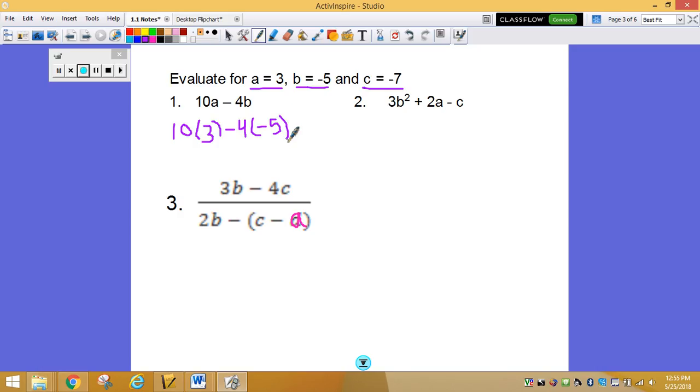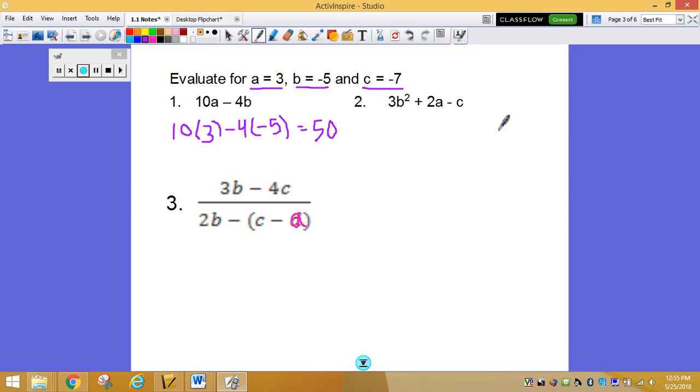So just type it straight in your calculator. 10 parentheses 3 minus 4 parentheses -5. And you should get... I want for you to actually do it. So pause it, do it. The answer is 50.